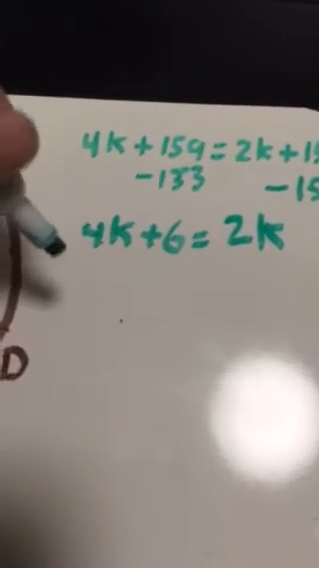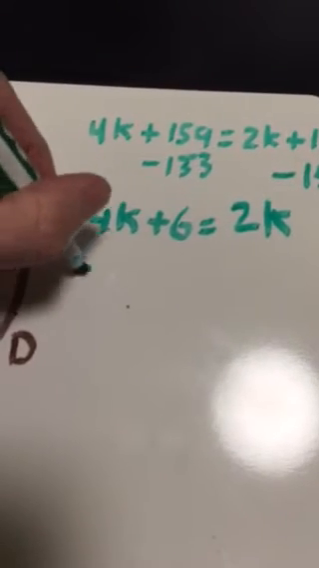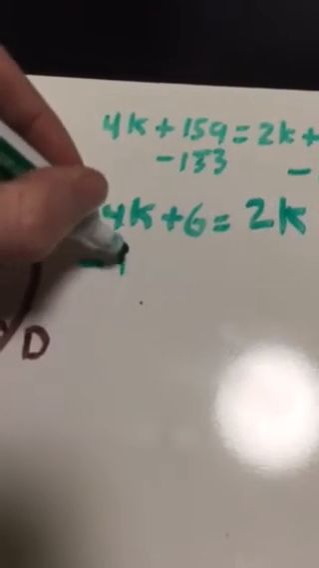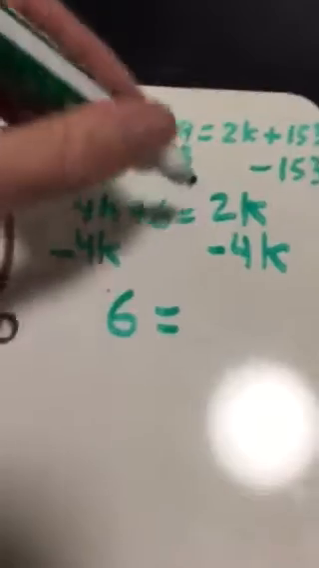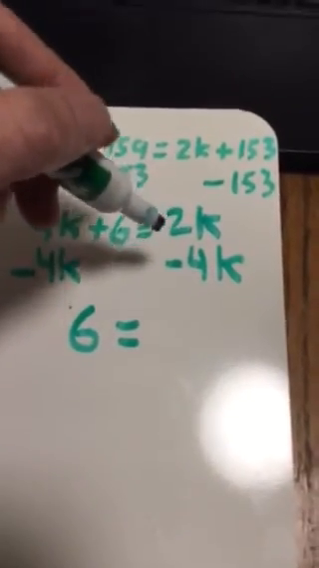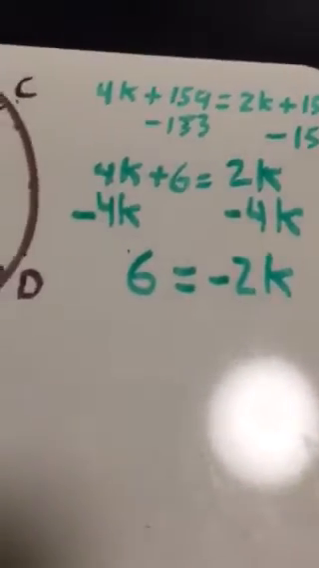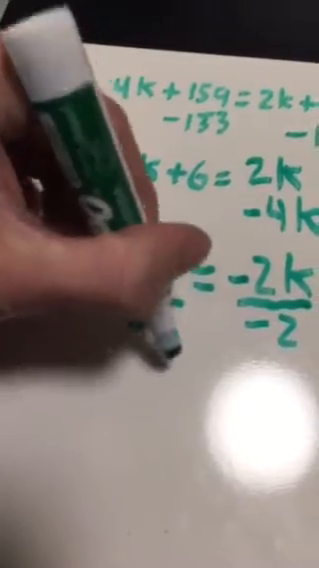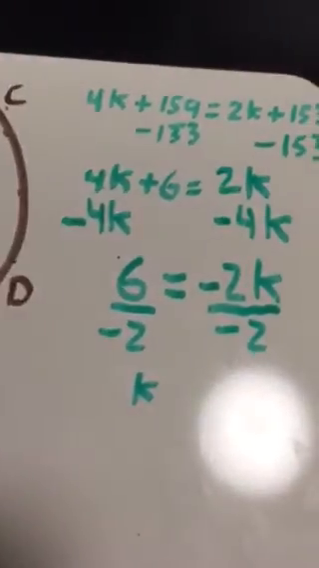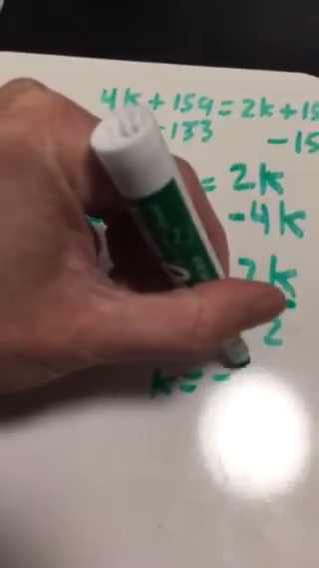I do that by subtracting 4K from both sides, minus 4K here, minus 4K right there, and I'm left with 6 equals 2K minus 4K, which is negative 2K. Then I solve for K. Divide both sides by negative 2, and I get a K value of negative 3.